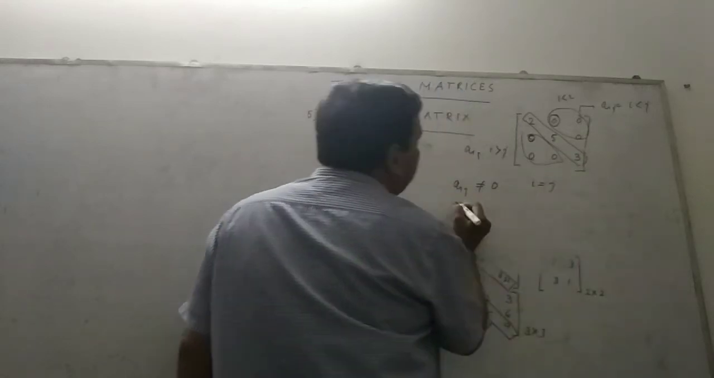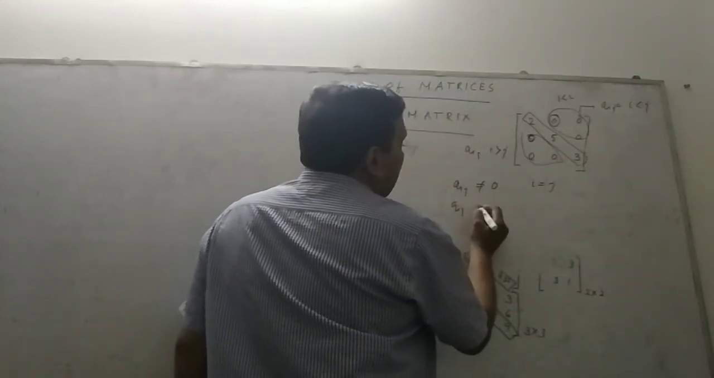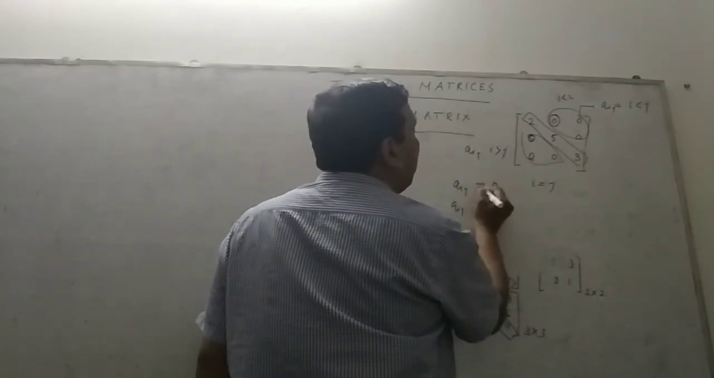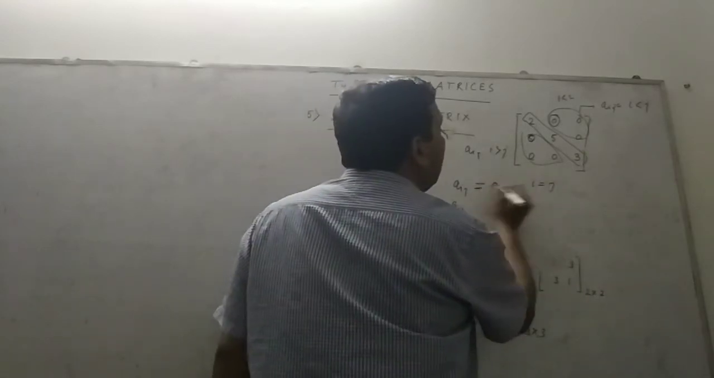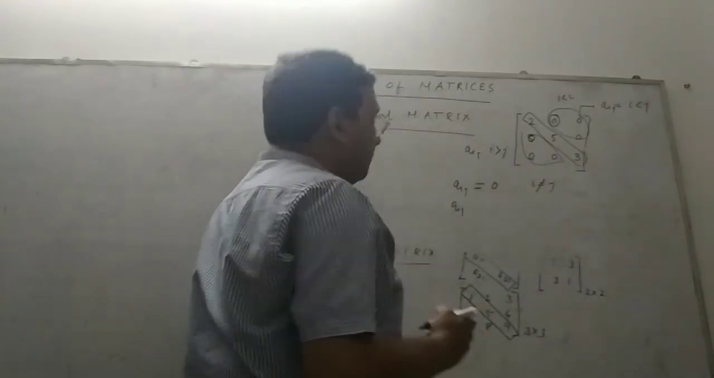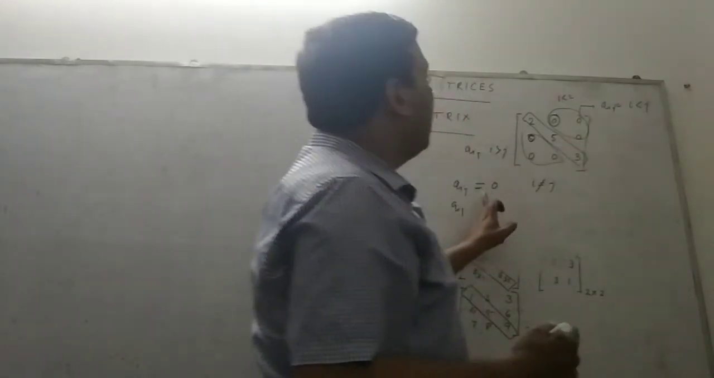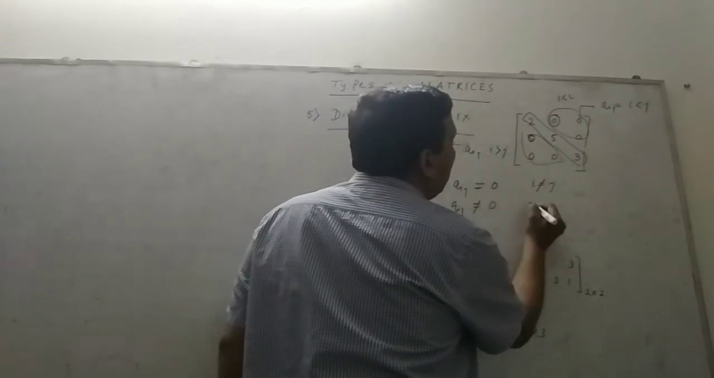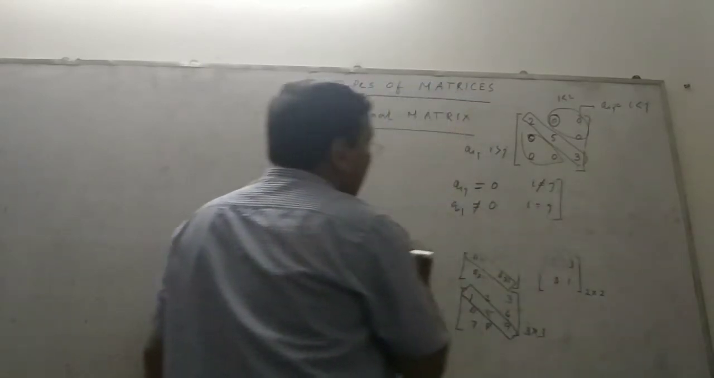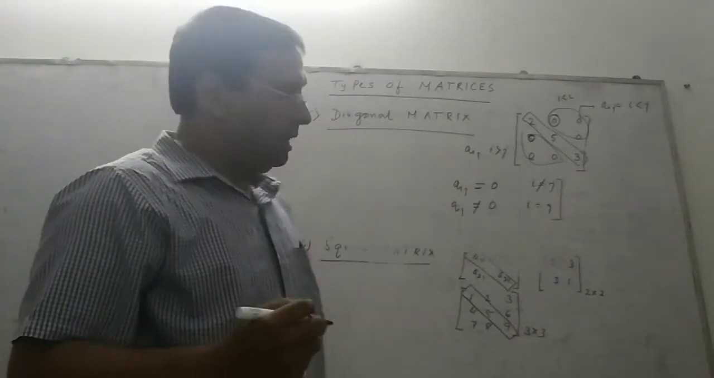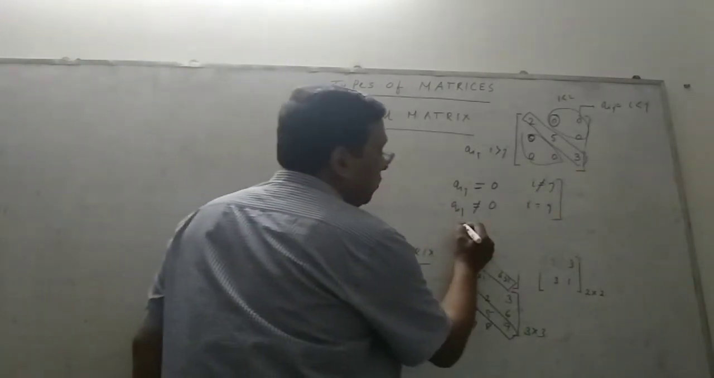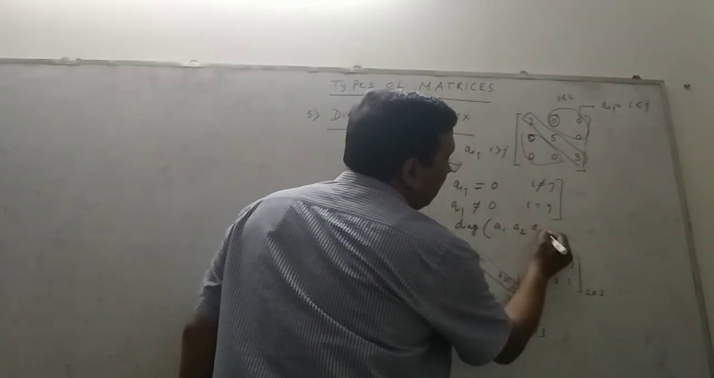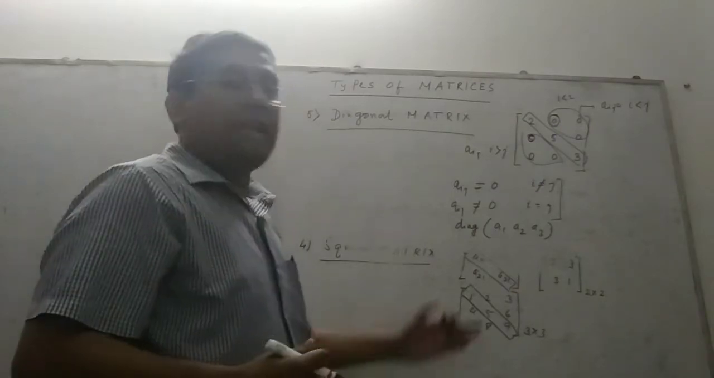a_ij is equal to 0 when i is not equal to j, and a_ij is not equal to 0 when i is equal to j. Then we can say the matrix is a diagonal matrix. We can define a diagonal matrix in this way, or we can write it as diag(a1, a2, a3). In this way also we can express a diagonal matrix.